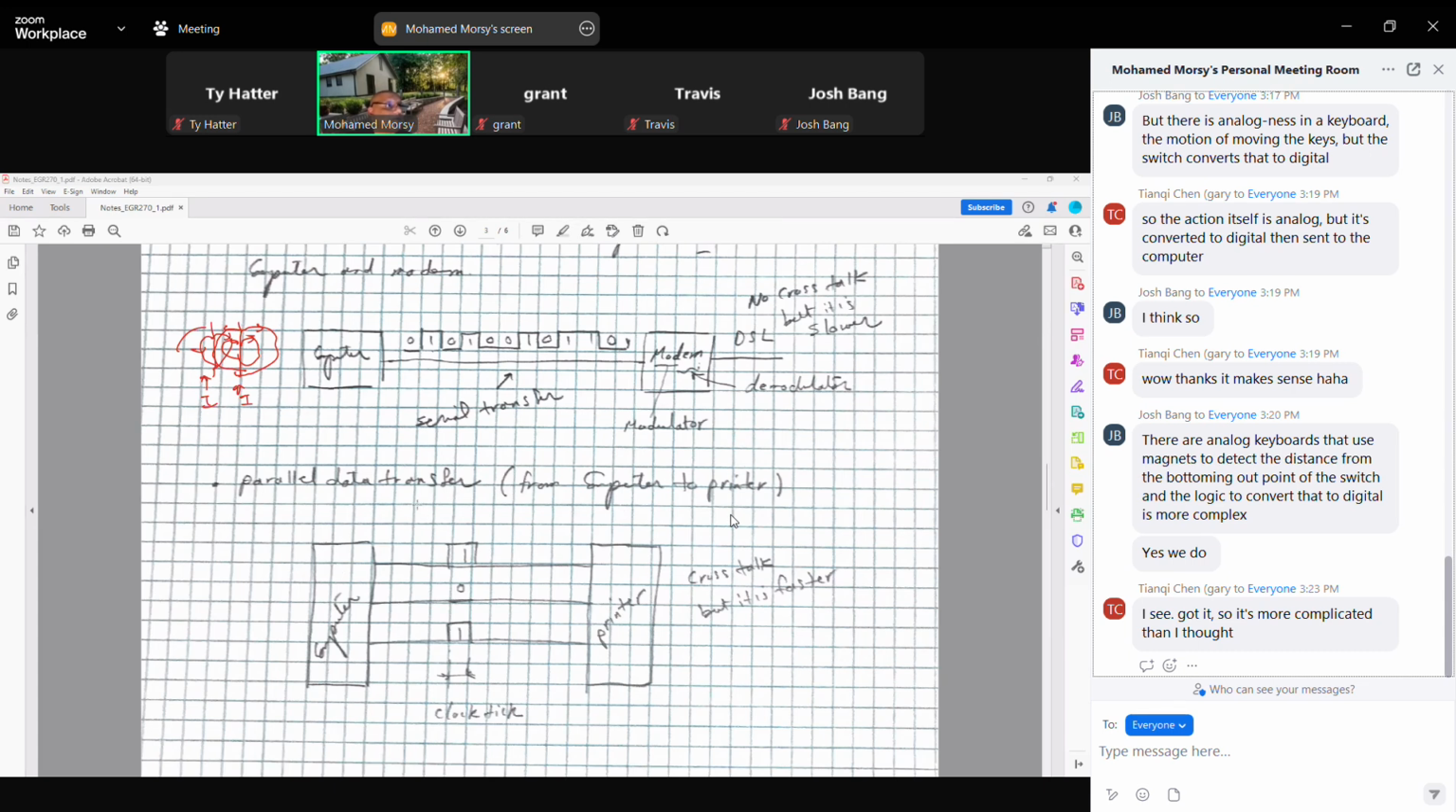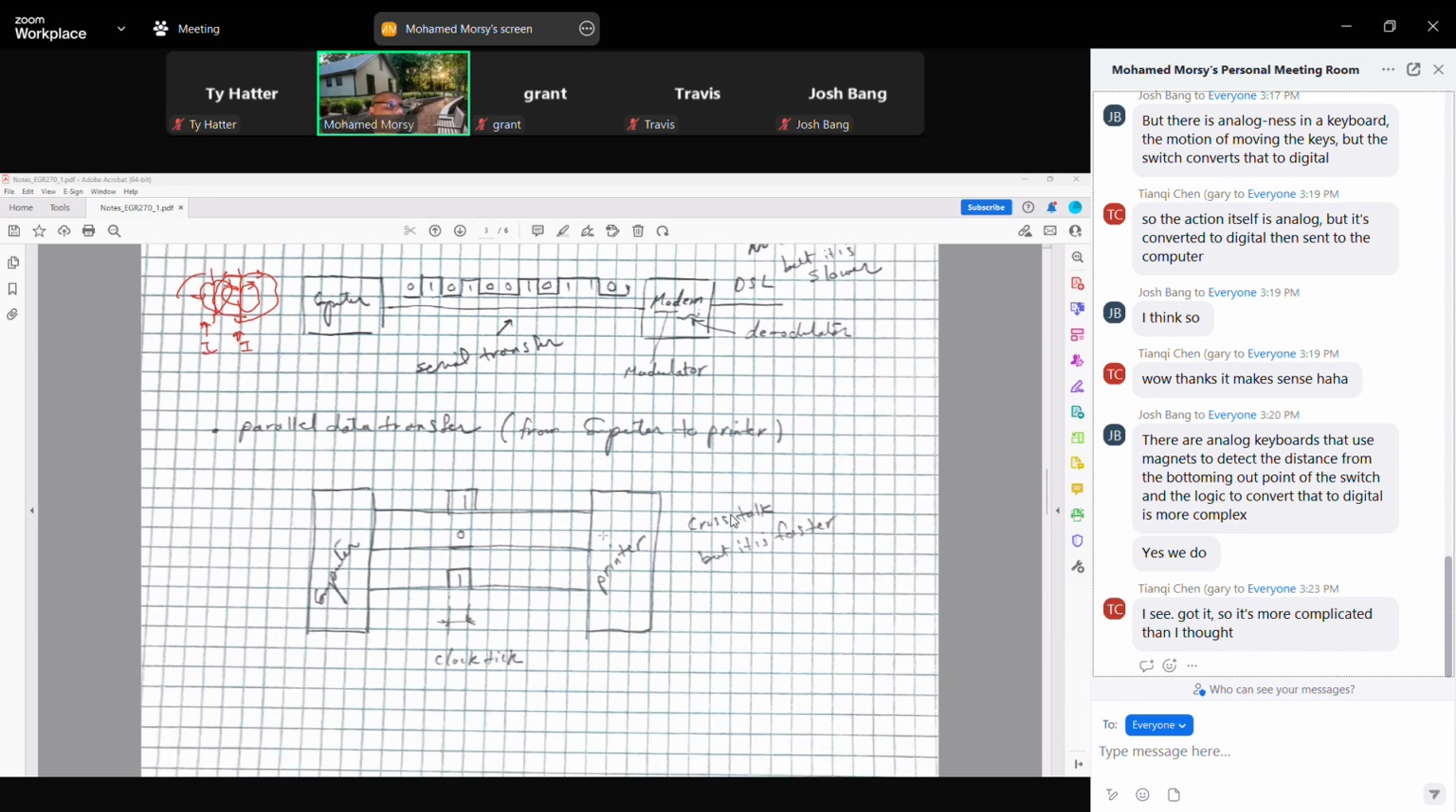The other data transfer is parallel data transfer. And as we see here, the bits are transmitted in parallel. This is like between the computer and the printer. The data goes from the computer to the printer in parallel data transfer. So all the signal or the message is transmitted at the same time, like you see here. So we use more lines here because each line carries a bit.